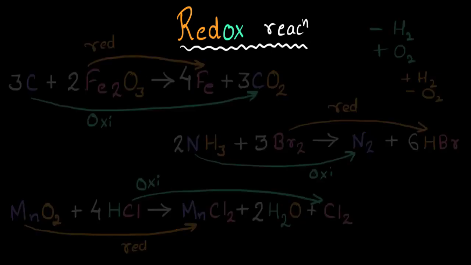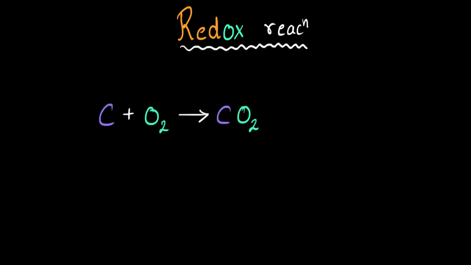See, for example, if I take this reaction, carbon plus oxygen gives you carbon dioxide. So over here you can see that, hey, oxygen is getting added to carbon. That's why carbon is getting oxidized. Carbon is getting oxidized, right? But you might not be able to see what is getting reduced. Here in this particular case, oxygen, this is getting reduced.